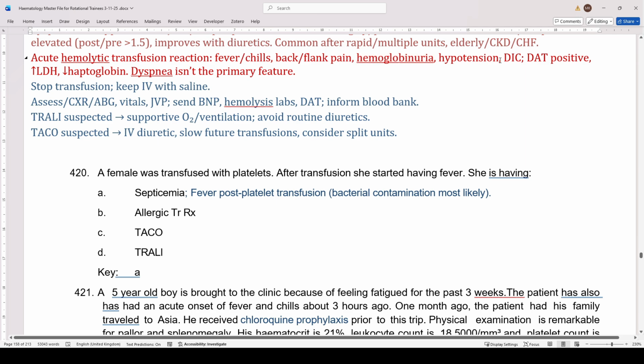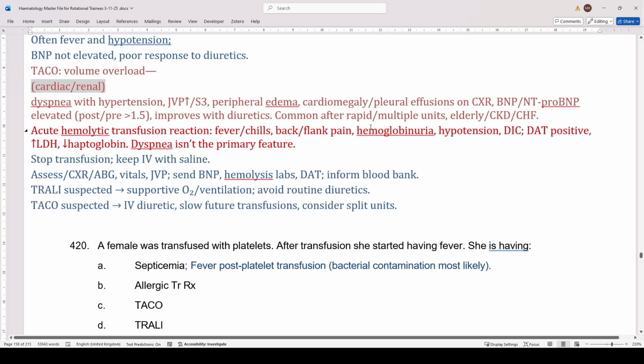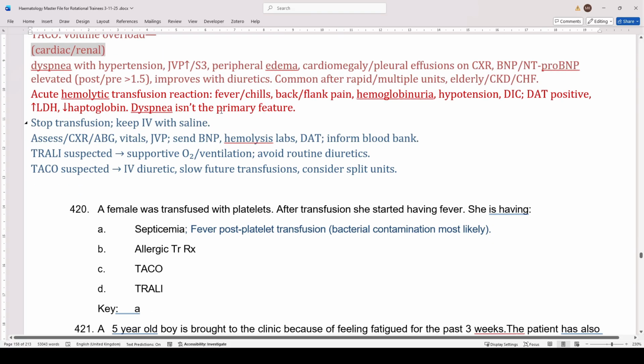Hypotension is positive in this case, because it is an acute hemolytic transfusion reaction. LDH is increased, haptoglobin is low, and dyspnea is not the primary feature in this case. In the other two, dyspnea is the primary feature. Here, yes, the patient will have shortness of breath, but it will not be a primary feature. He will have fever, chills, back pain, flank pain, hemoglobinuria, and these types of symptoms.